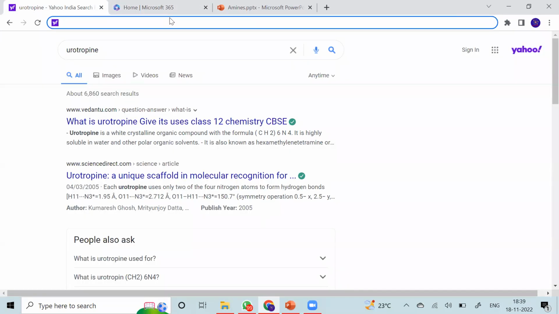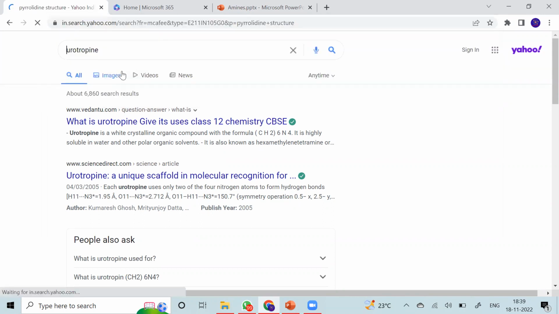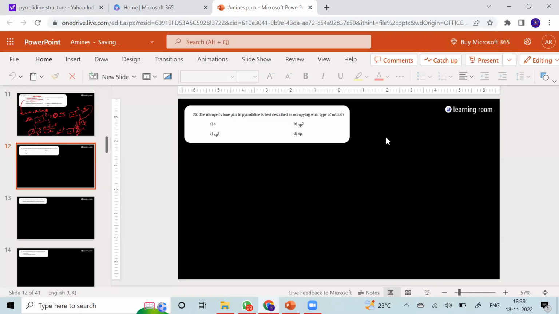Pyridine, again, I don't think you are required to know this. Anyway, I'll show you how pyridine looks. This is what is pyridine, right? A five-member ring with nitrogen. Now you see there will be one more hydrogen atom also, and there will be a lone pair on this.